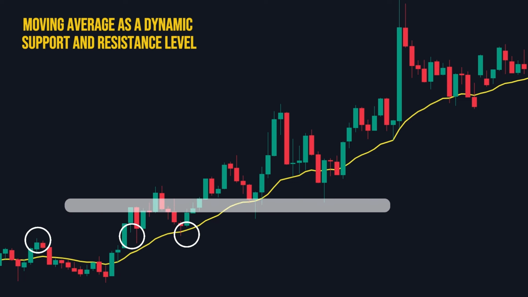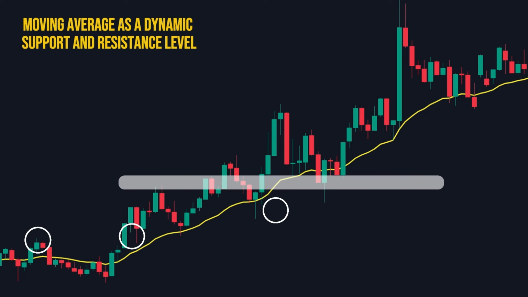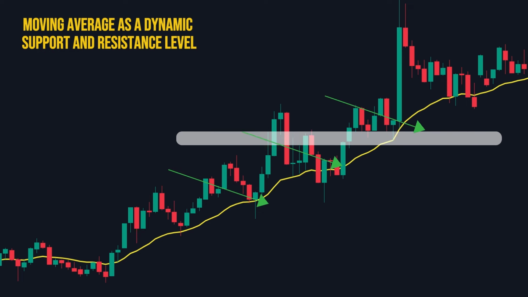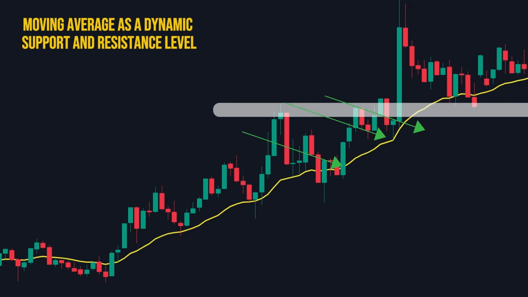When the price dips back toward that line, it often finds support there, like it's getting a little boost before continuing higher. This makes the moving average a handy tool to spot potential buying opportunities during an uptrend. You'll often see the price come down to touch the moving average, then bounce right off it, confirming that the moving average is acting as a sort of safety net below the price.